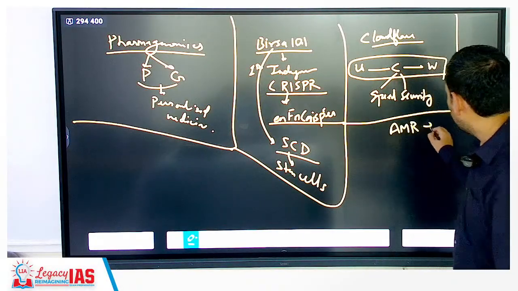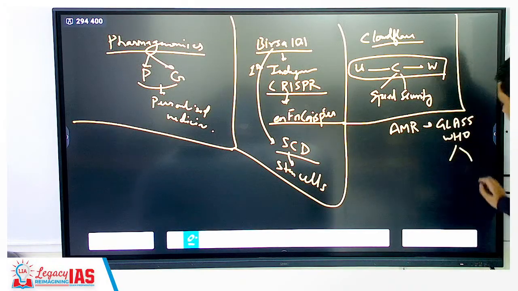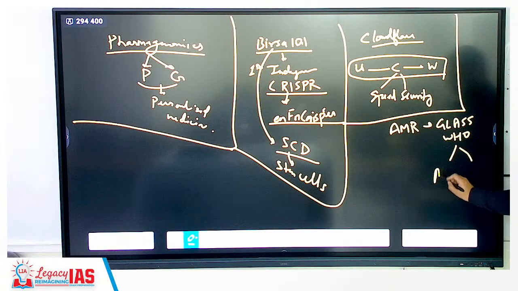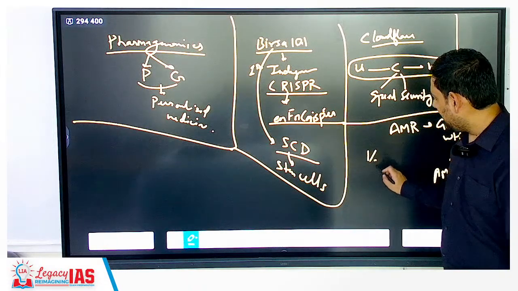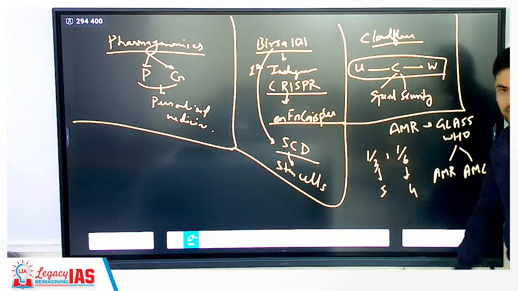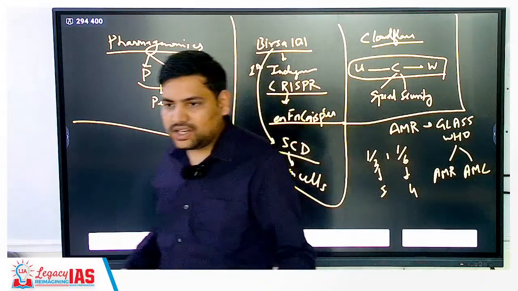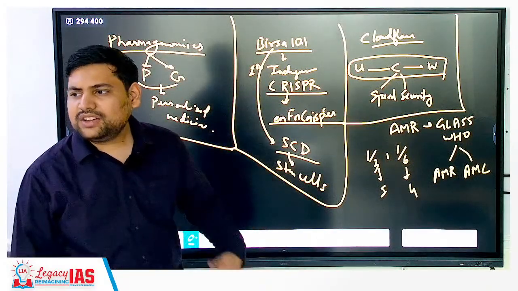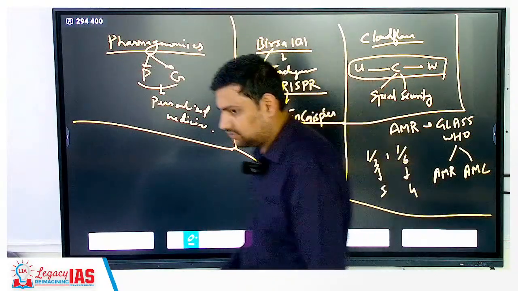AMR, and there was a GLASS report by WHO. It checks two things, AMR and AMC. Now there was two data, 1/3 and 1/6. This is for global, this is for India. Then there are reasons that come in main, that why you have antimicrobial resistance and what are the ways to solve it. Okay, that's it. Thank you.